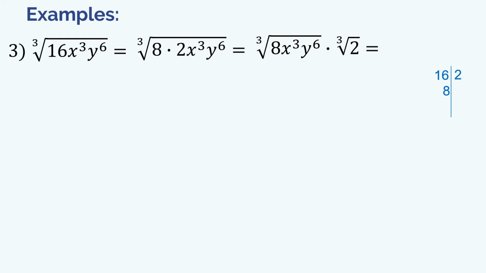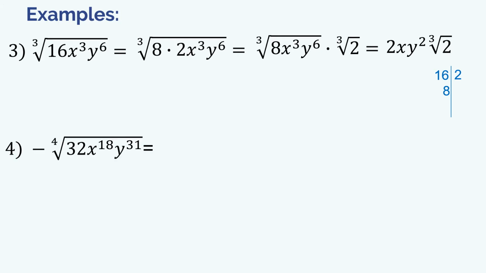How do I know that is x to the 1? Simple, copy the base, x, and divide 3 by 3, the power by the index, and it will be x to the 1. And y to the 6, do the same, copy the y, and divide 6 by 3, power by the index, and it will be y squared. And the answer at the end is 2xy squared times the cubic root of 2.